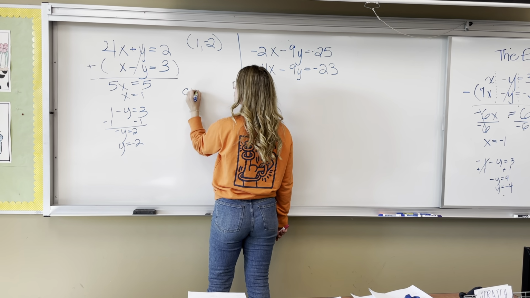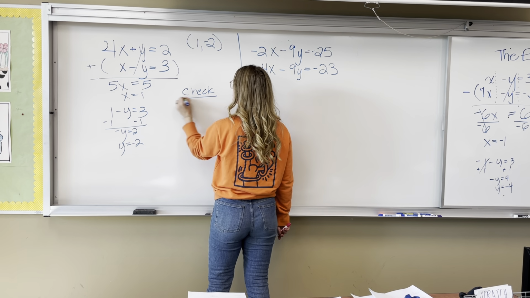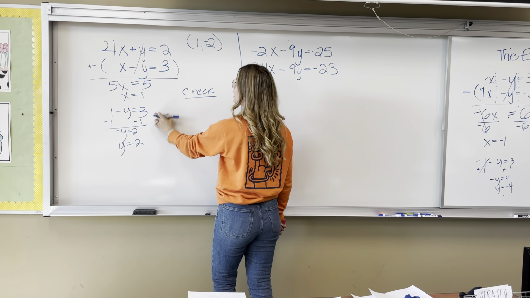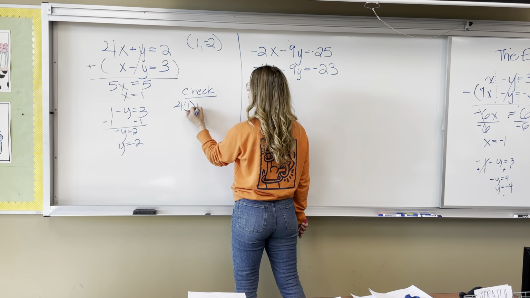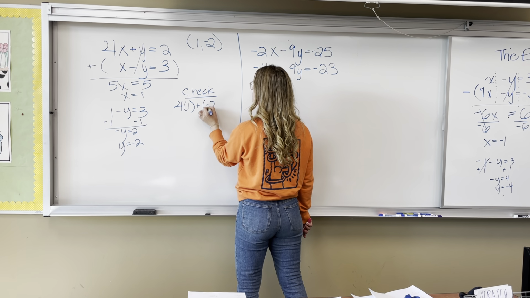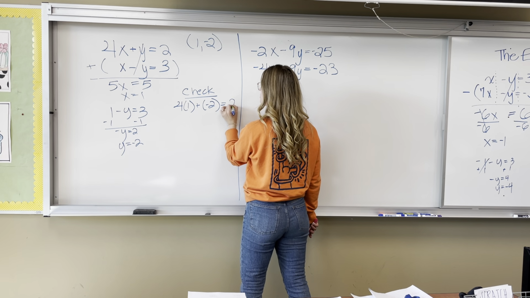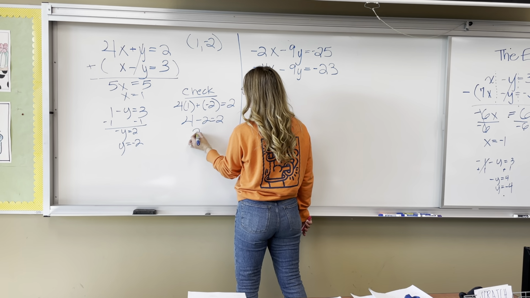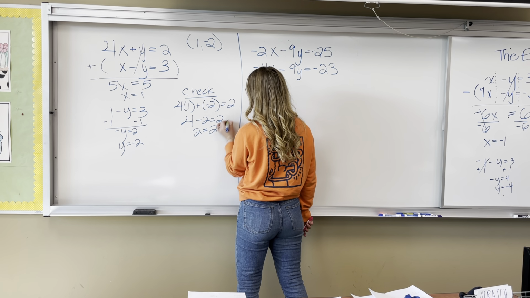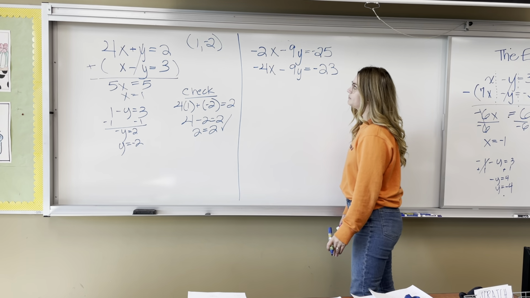Of course, we're going to check that. And I'm going to use the top equation since I used the bottom equation to find y. So 4 times parentheses 1 plus negative 2 equals 2. 4 minus 2 equals 2. 2 equals 2. So that is correct.